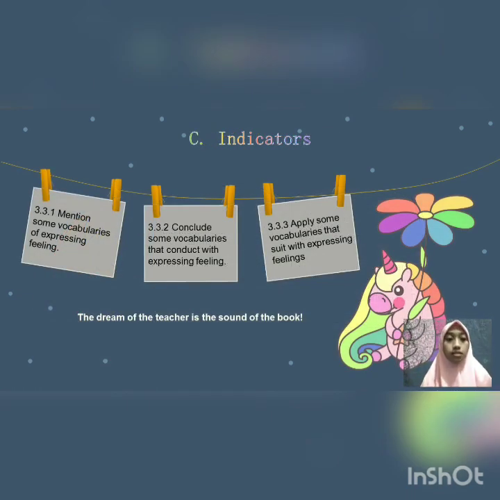Next is indicators. Mention some vocabularies of expressing feeling. Then, conclude some vocabularies that are connected with expressing feeling. Next, apply some vocabularies that suit expressing feelings.